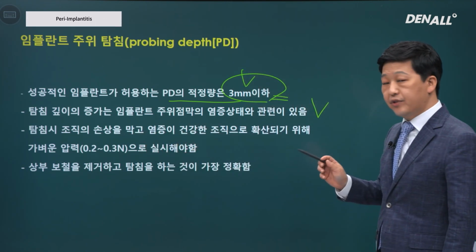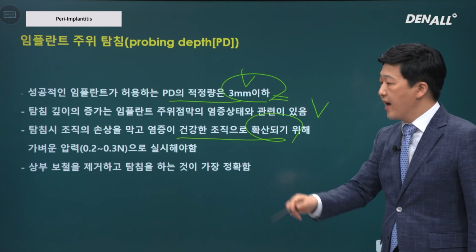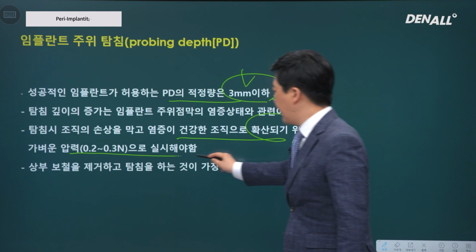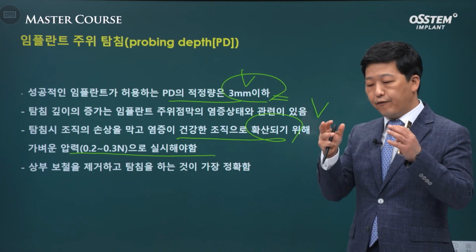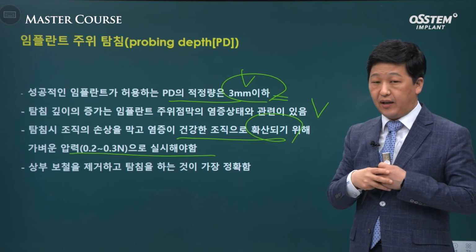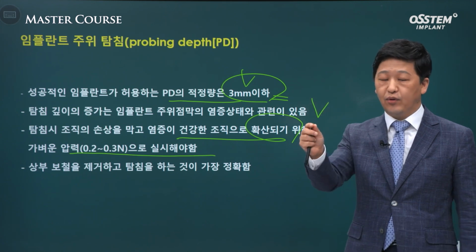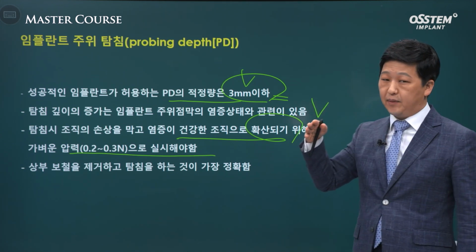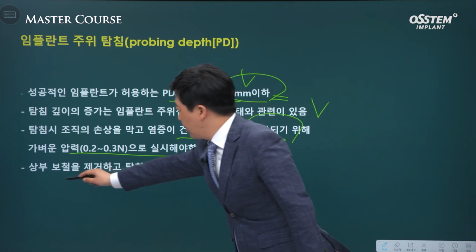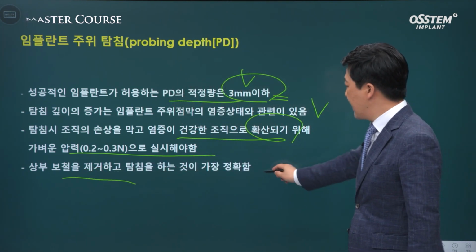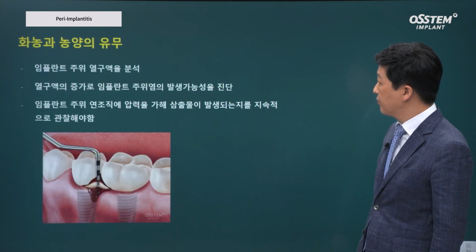Upon probing, we need to prevent damage to the tissue and we need to prevent inflammation spreading to healthy tissue. Therefore, light force needs to be applied. The peri-implant mucosa is loosely knit, and this has already been mentioned. And if you apply same amount of pressure as you would with natural tooth, then you would probe up to the alveolar bone. There is such possibility. And probing after removing the superior prosthesis would be more accurate.